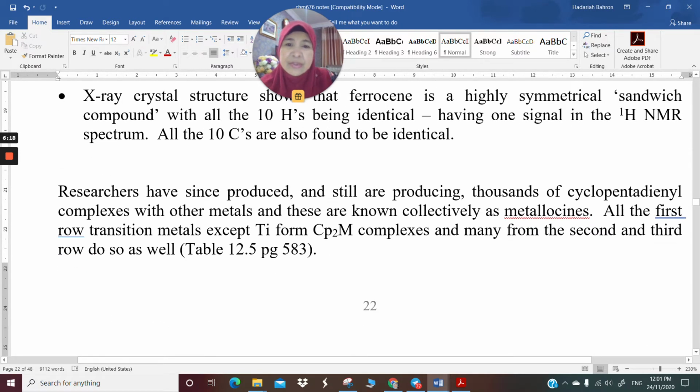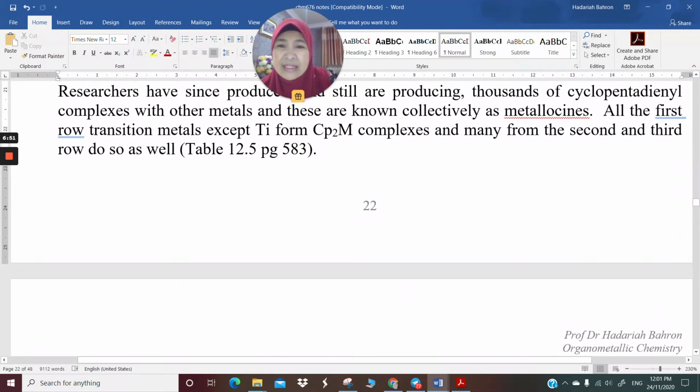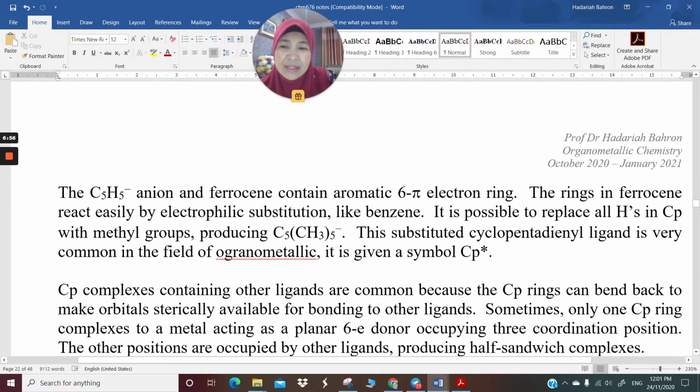Researchers have since produced and still are producing thousands of cyclopentadienyl complexes with other metals, and these are known collectively as metallocenes. Yeah? Ferrocene is having iron in it. If you have other metals, then you call it metallocenes. All the first row transition metals except titanium have formed Cp2M complexes, and many from the second and third row have done so as well. Yeah, you can see that in table 5.8.3 in the textbook by Douglas.